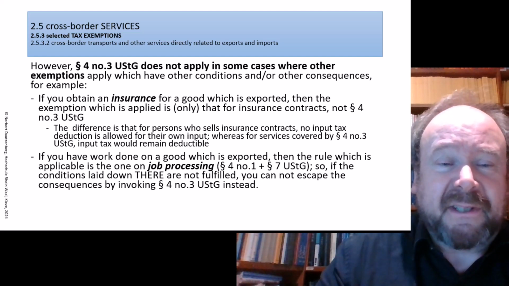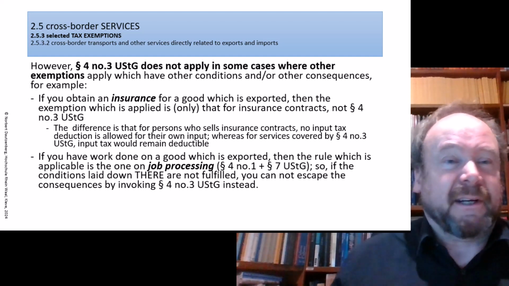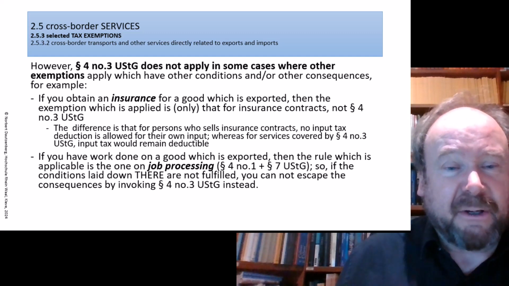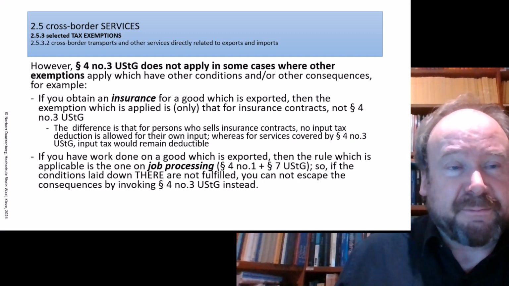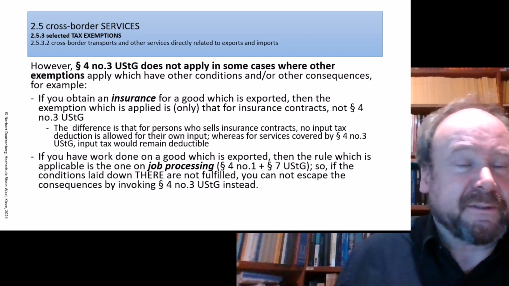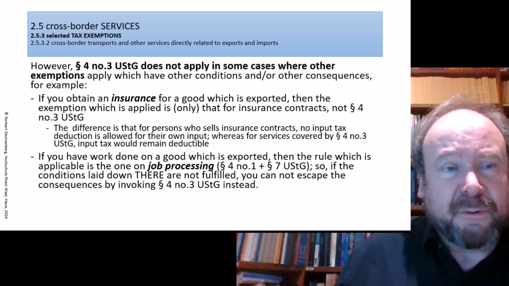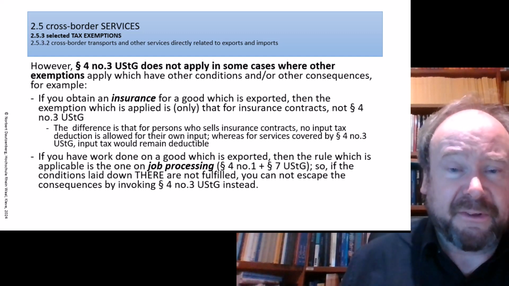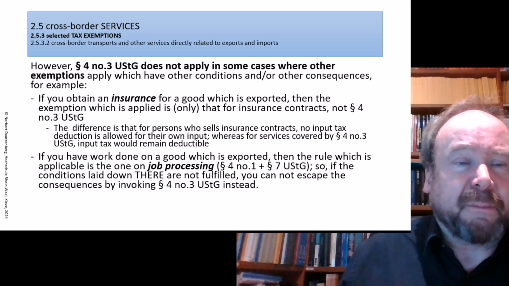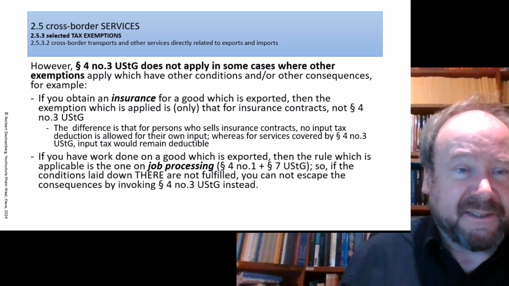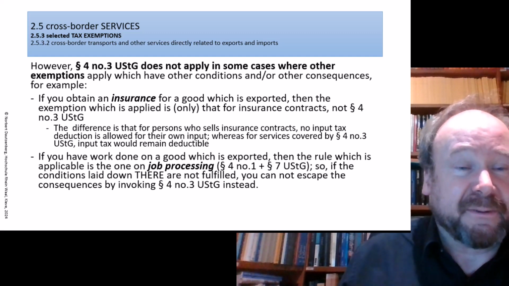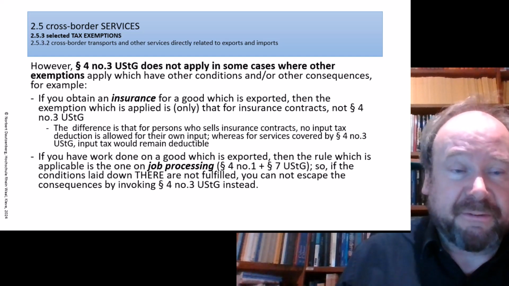The same with the rule on job processing. If you have work done on a good which is then exported, you have a direct connection of the service which is done to a good of exportation. However, there is this more special rule, the rule on job processing. We talked about that. And if you don't meet the, let's say, strict conditions of that tax exemption, you can't invoke instead the rule of 4 number 3. That makes sense, because otherwise the conditions laid down in paragraph 7 UStG for job processing would make no sense, because they would never limit the scope of the exemption.